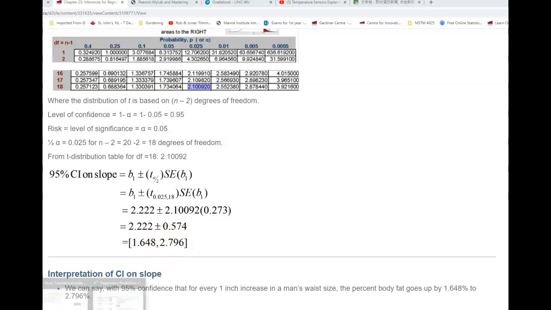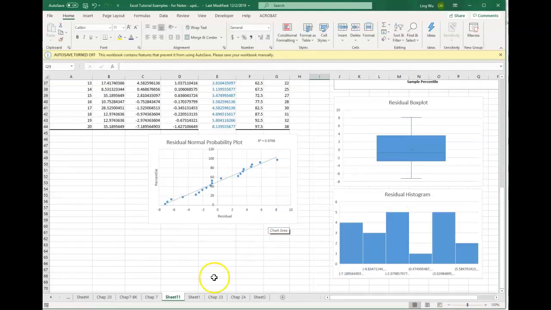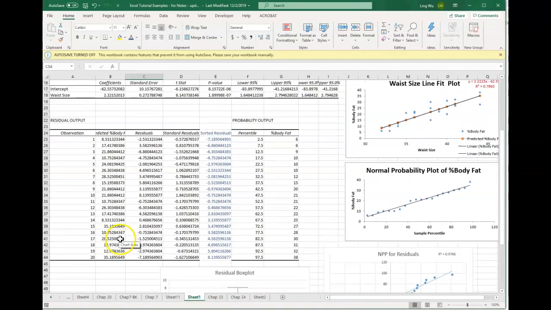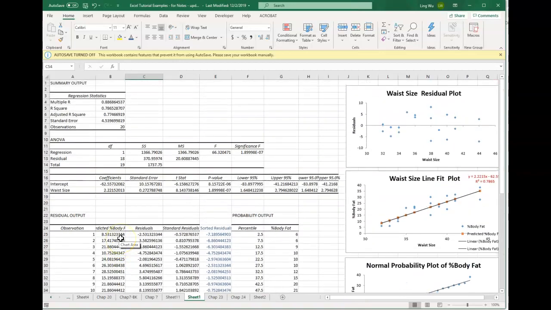Let's look at Excel's outputs. So this is the Excel's output. We just see this one. Go back to here. We already talked about this is the summary output. There's multiple R square, and then standard errors, observations. So that's the residual standard error, and observations is the sample size, which is 20.